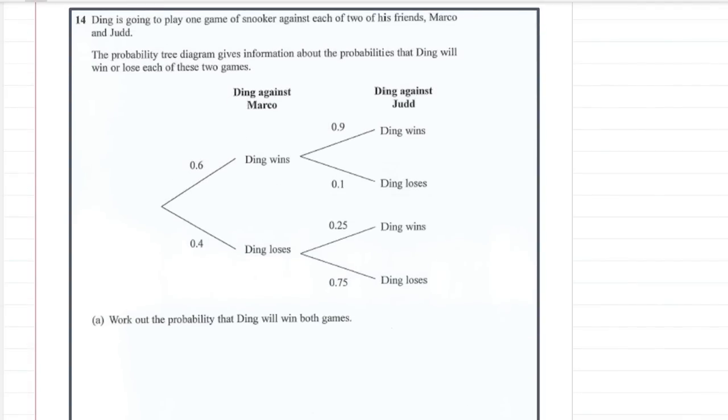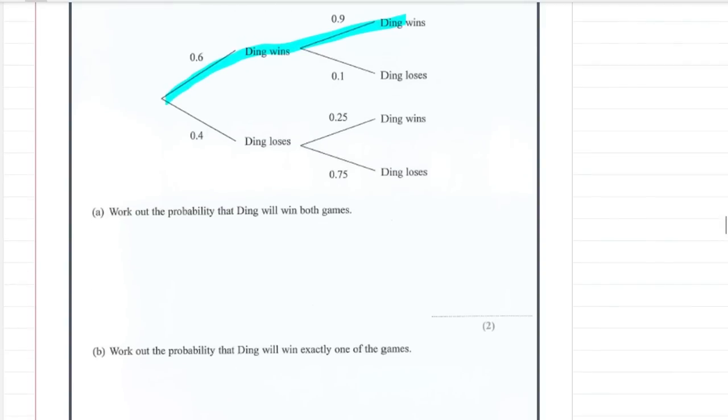Okay, question 14. We've got Ding playing Marco and Judd at snooker, and it says work out the probability that Ding will win at both games. Well, that will be Ding, Ding, and that's 0.6 times 0.9, which is 0.54.